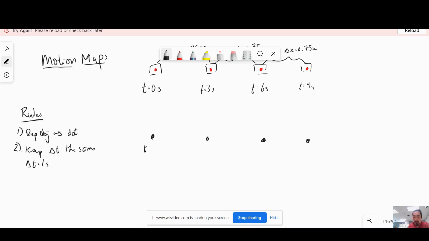So let's start off by indicating that this is going to be 0 seconds, and therefore this will be 3, this will be 6, and this will be 9 seconds. You don't have to always label like that. I'm just doing it so that you understand what's going on.